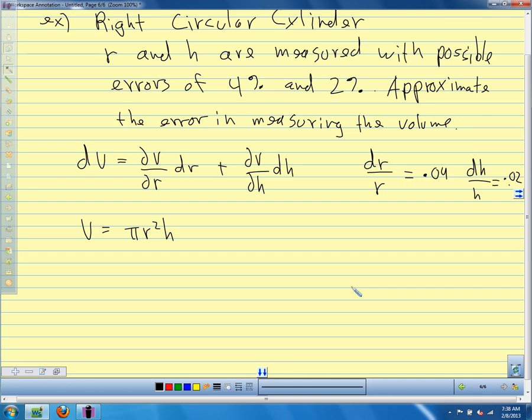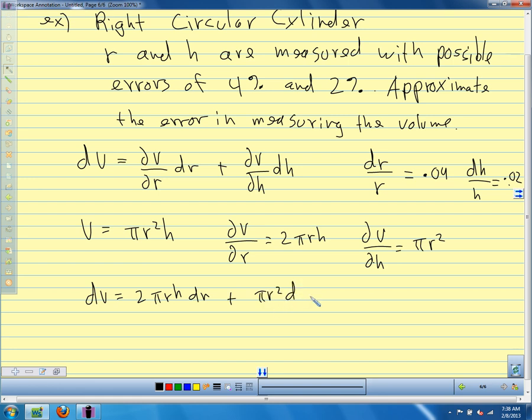So for our differential dV, we need our partial with respect to r, which is going to be what? 2 pi r h. And the partial with respect to the height is just pi r squared. Our total differential is going to be 2 pi r h times dr plus pi r squared dh.